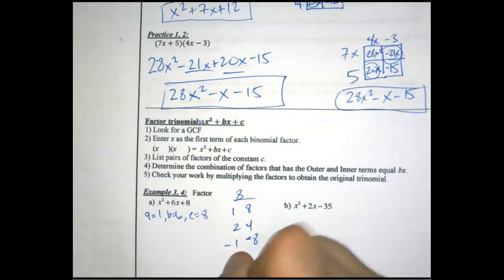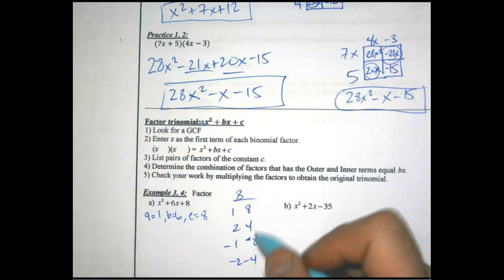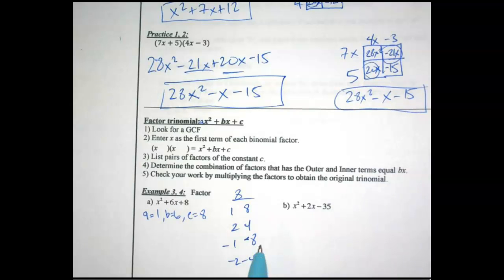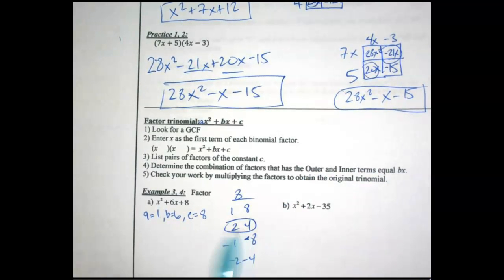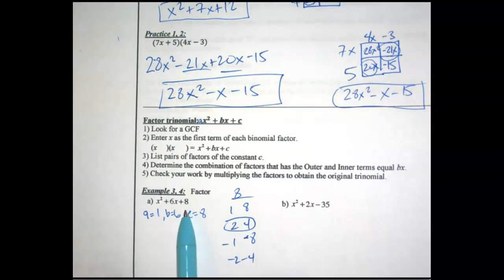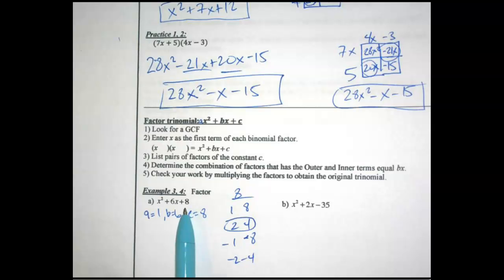If I made a complete list of all the integers I can multiply to get 8, this would be it. But again, I need the pair that adds up to b, that adds up to 6. So this is the pair I need, 2 and 4, because 2 times 4 is 8, and 2 plus 4 is 6. So again, I need two numbers that I can multiply to get c, but that add up to b.